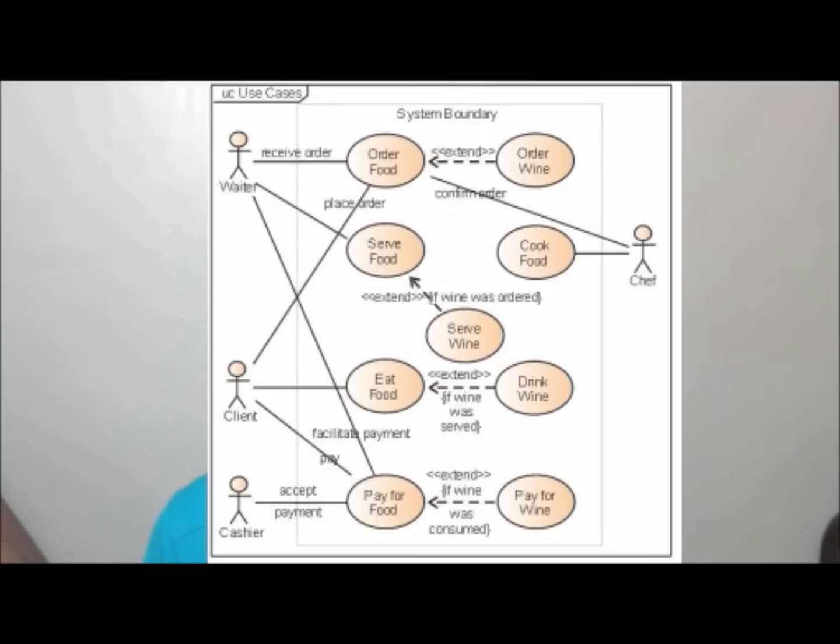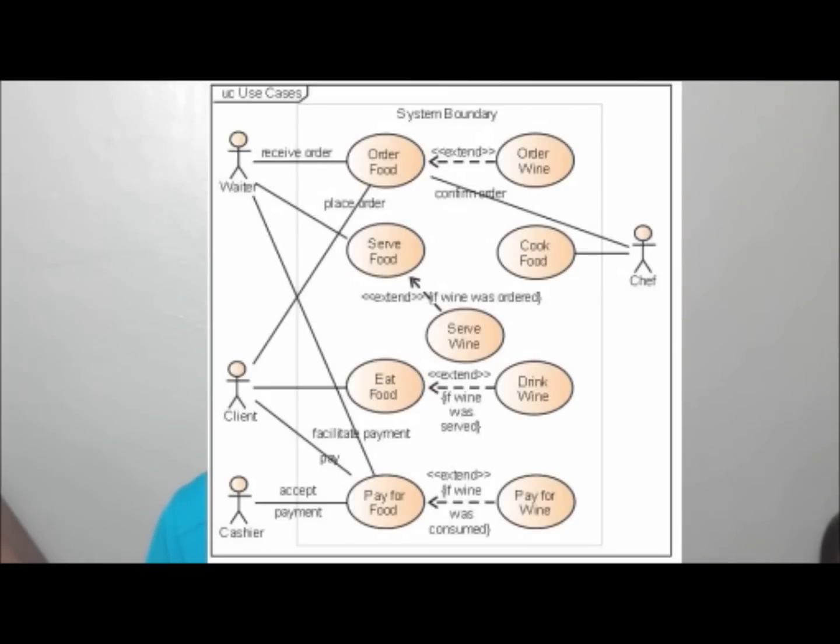So we want to order food, and you can see that another actor, of course, is involved with the ordering of food. And so we have a waiter or waitress, and you can see that there's also a line that goes between the waiter and the ordering food, and it says receive order. Makes perfect sense. And that goes off to the left.